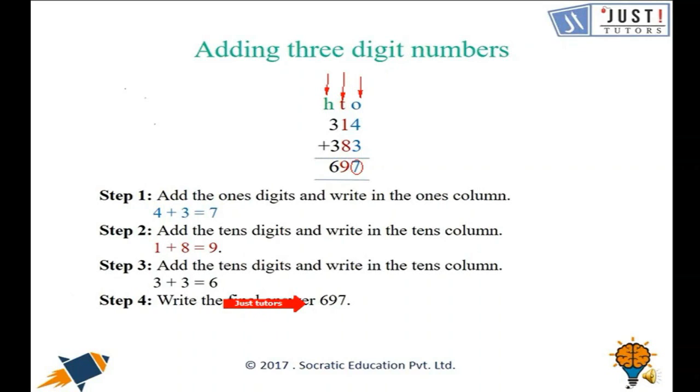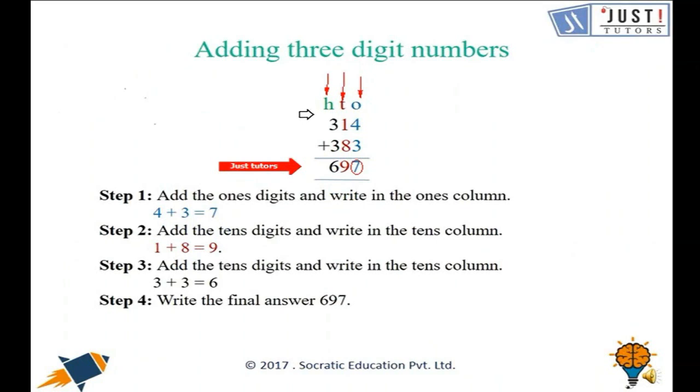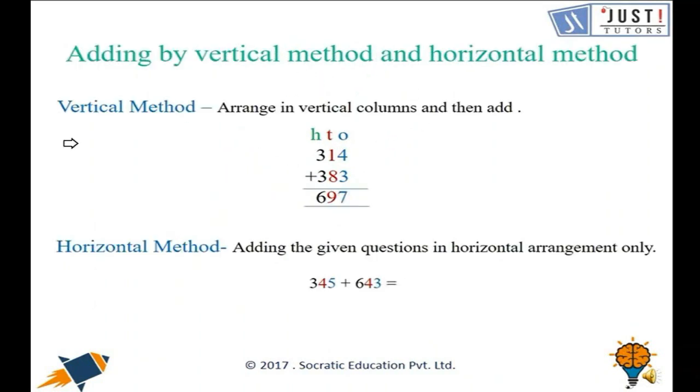Now let's move forward towards the next topic, which is adding by vertical method and horizontal method. So let's see what these methods are. So vertical method. In vertical method, we arrange in vertical columns according to the place values and then add them together. And if you notice, we did this method for our previous question. This is vertical method. Now let's see what is horizontal method.